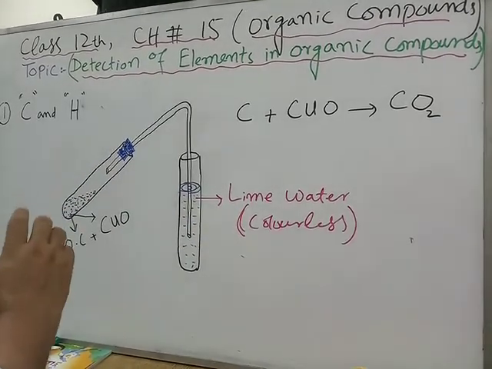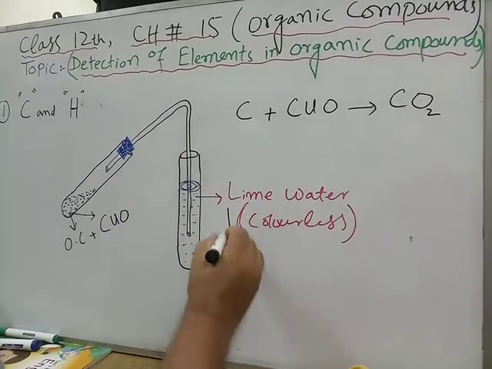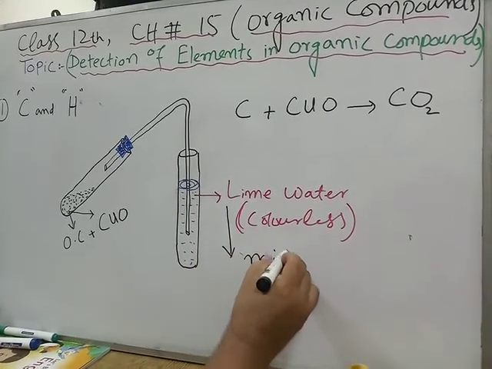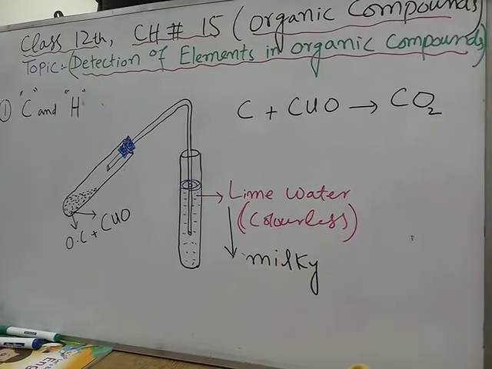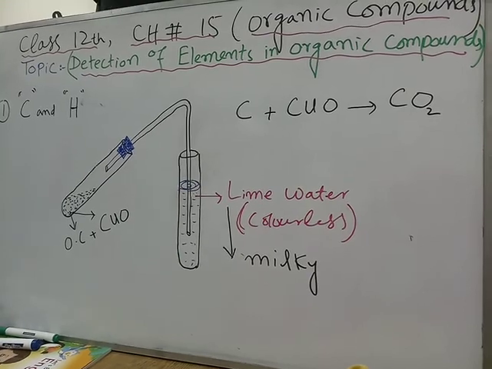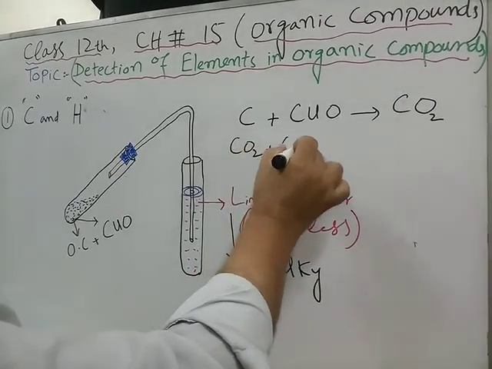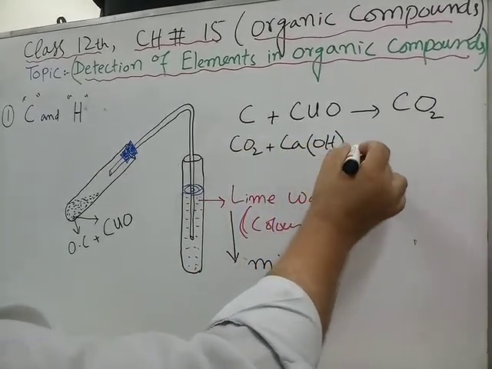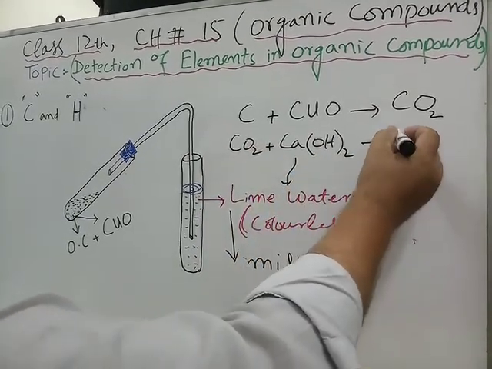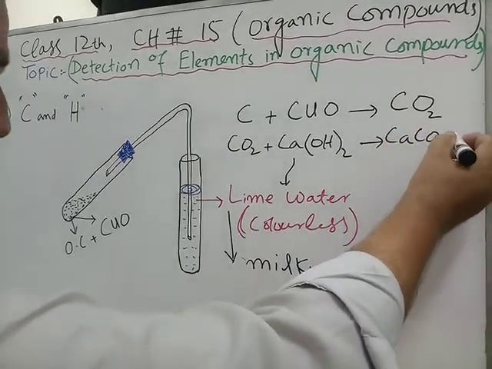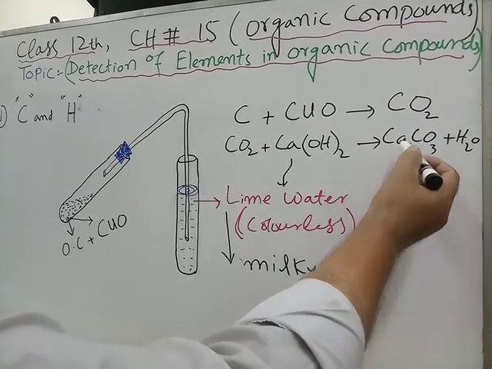But when we pass carbon dioxide gas through lime water, the lime water turns milky. This is one of the properties of carbon dioxide gas, that it can turn the lime water milky. How can it turn the lime water milky? Carbon dioxide has the formula CO2 and lime has the formula calcium hydroxide, Ca(OH)2. So when we pass carbon dioxide through lime water, we get calcium carbonate, which is insoluble in water.